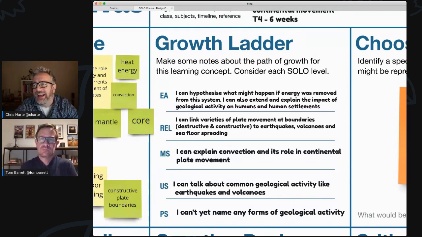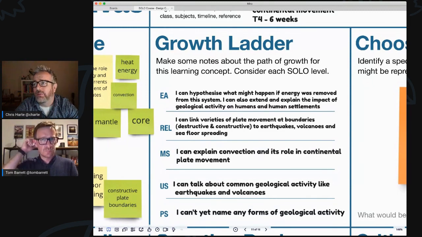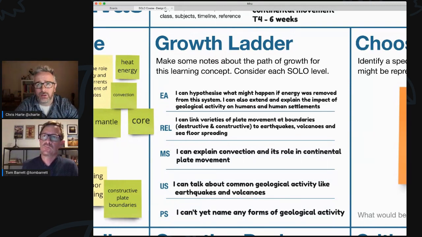So I can't yet name any forms of geological activity. At the structural level, I can talk about common geological activity like earthquakes and volcanoes. Multistructural, I can explain convection and its role in continental plate movement. But that is still not linking it to the geological activity, right? So it's still multistructural, even though there's a little bit of a mini relationship in there. It's not until I get to the relational level that I can link varieties of plate movements at boundaries, so destructive and constructive, to earthquakes, volcanoes, and seafloor spreading.